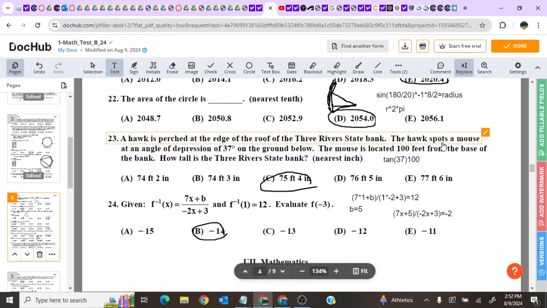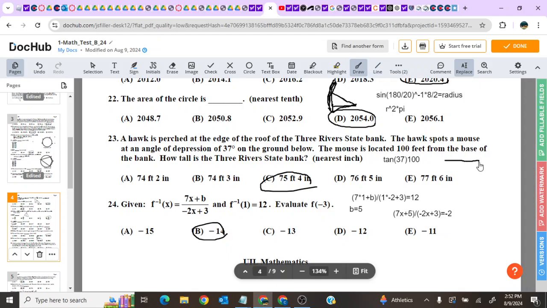A hawk is perched at the edge of a roof of Three Rivers Bank. The hawk spots the mouse at an angle of depression of 37 degrees, and he's 100 feet from the base of the bank. How tall is the bank? Basically, we're just making a triangle here. It's not too complicated. The mouse is 100 feet away, so this is 100. This is 37 degrees. That's what angle of depression is. It just wants this side: tangent of 37 times 100. Do that, you get 75 feet and 4 inches.